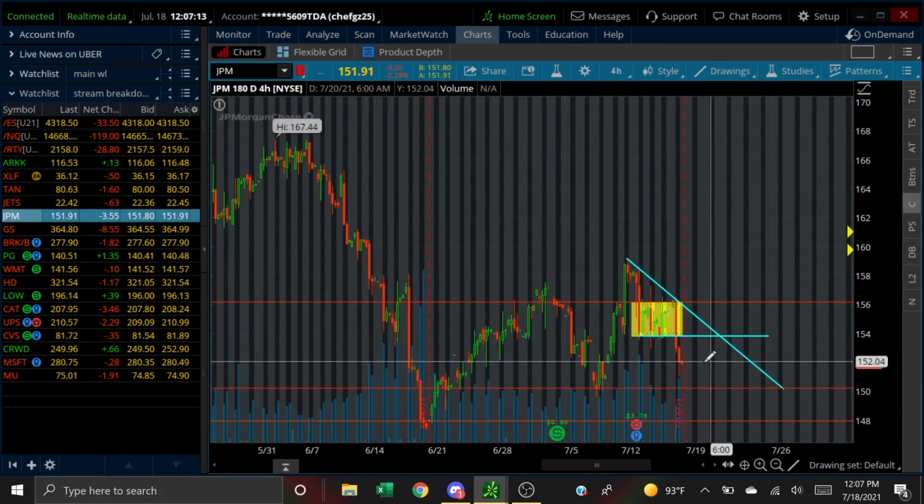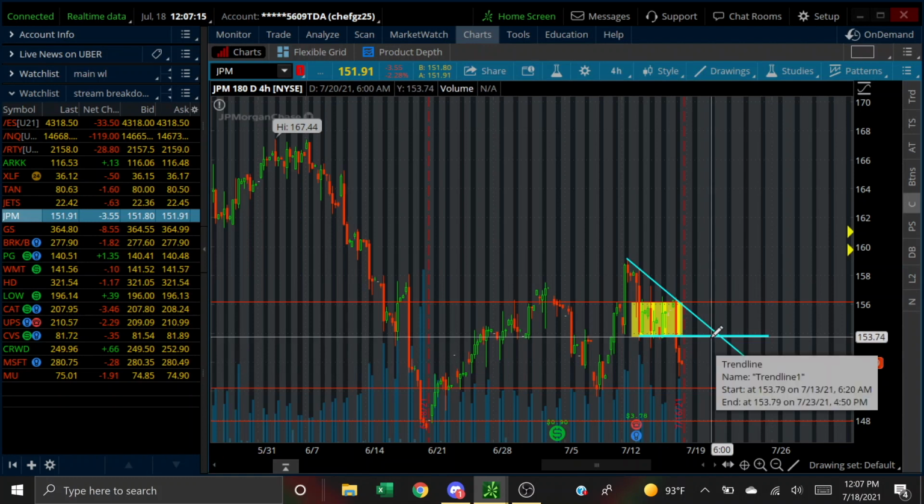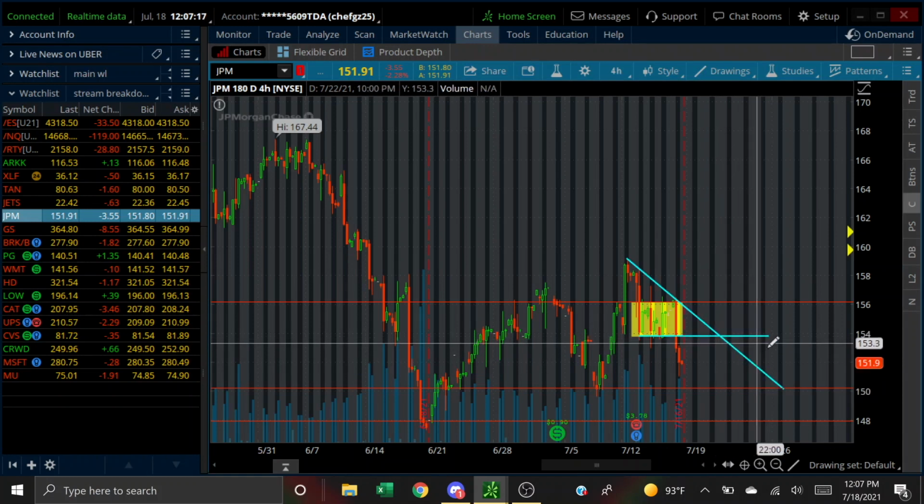Anything can change this week, of course. So look out for JPM. If you want it over 153.74, definitely let it do that. If not, it can just play down here and squeeze. It can definitely squeeze here if it wants.